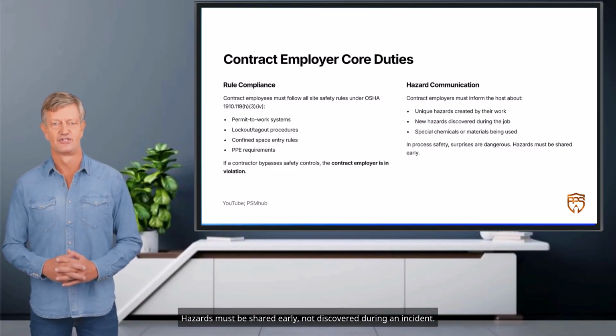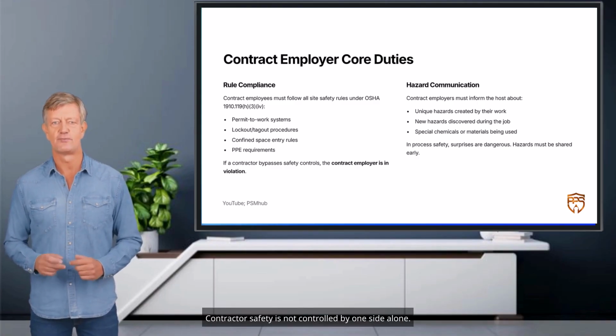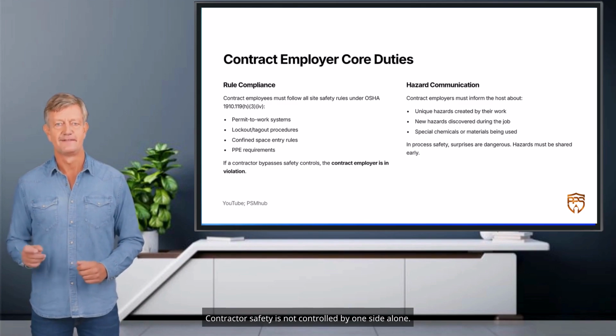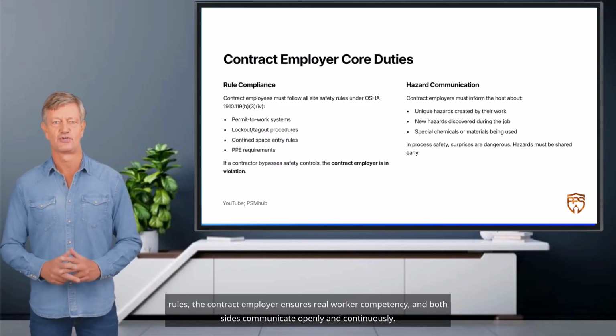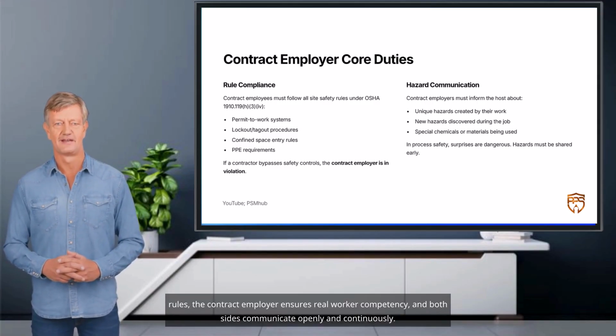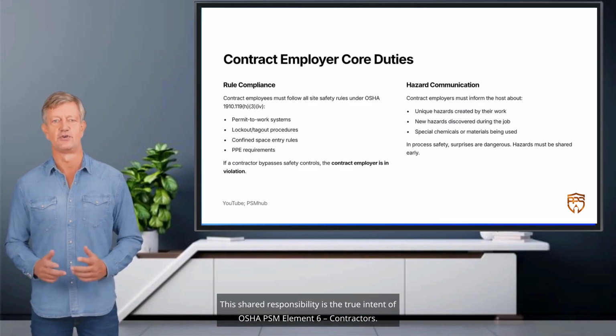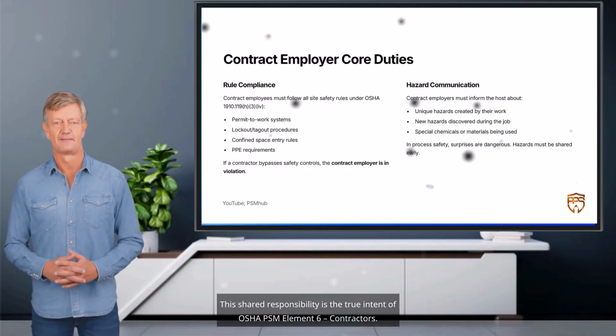The key message for safety specialists is simple. Contractor safety is not controlled by one side alone. The system works only when the host employer sets clear and realistic rules, the contract employer ensures real worker competency, and both sides communicate openly and continuously. This shared responsibility is the true intent of OSHA PSM Element 6, Contractors.